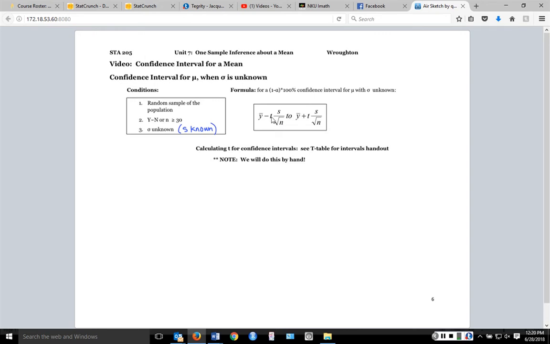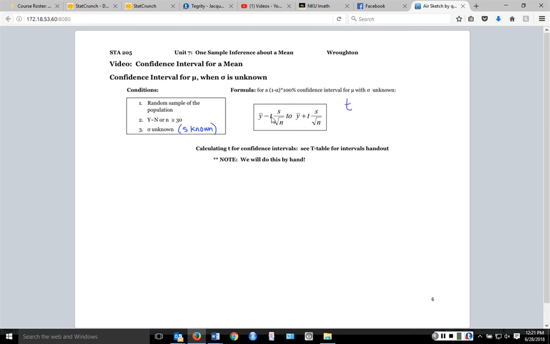T is very similar to z. If you remember how we found z, it was based upon how confident we wanted to be. So if we were 95% confident, we used one z value, versus if we were 99% confident, we used a different z value. So very similarly here, t is going to be based upon our confidence.